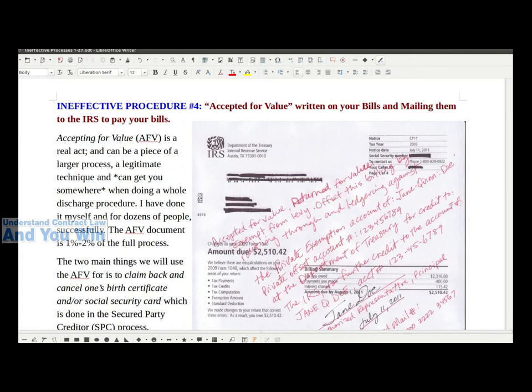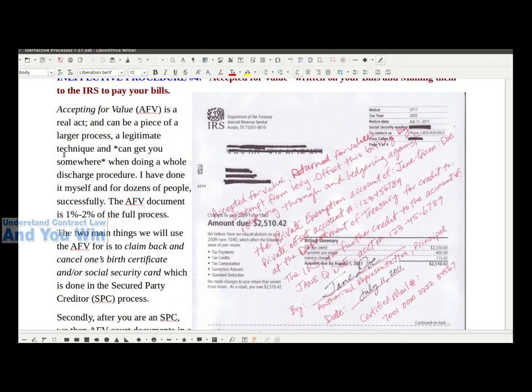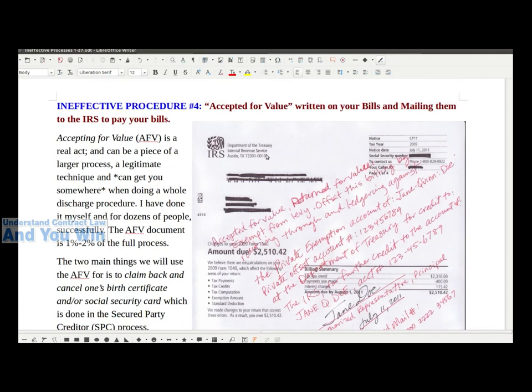Next is ineffective procedure number 4: writing accepted for value language on your bills and mailing them to the IRS, expecting they will pay your bills or cancel your bills. Either theory: some people think it's paying, some people think it's canceling or discharging. Here's an example of writing it on an IRS bill, but I'm really talking about people writing this language in regards to any bill and sending it to the IRS.